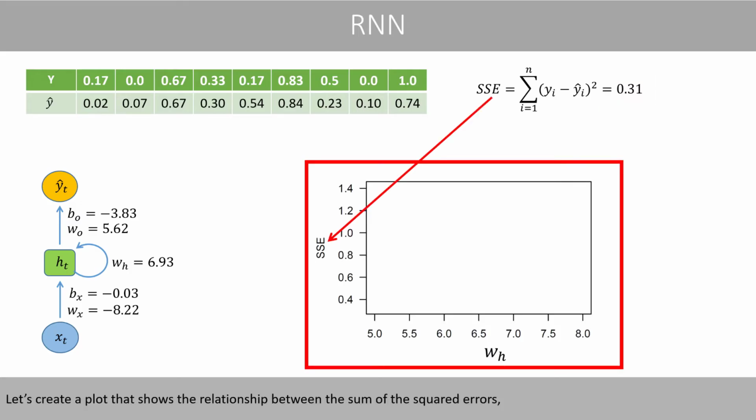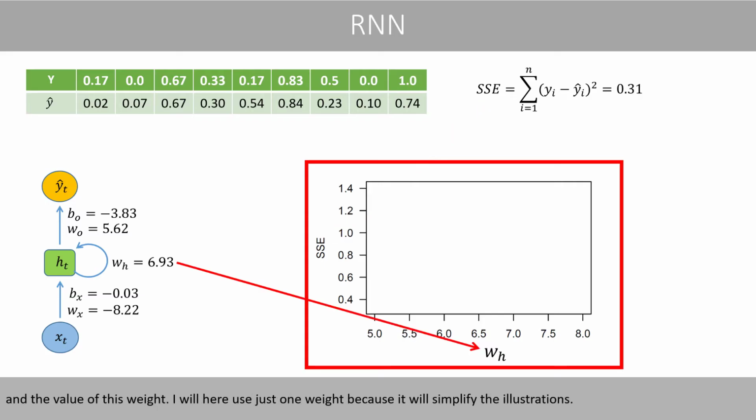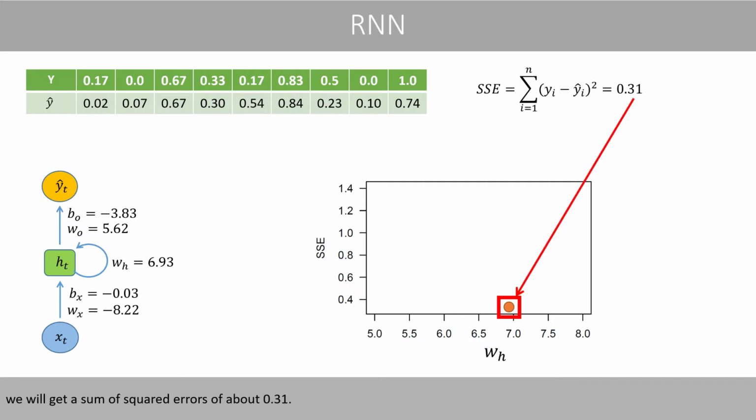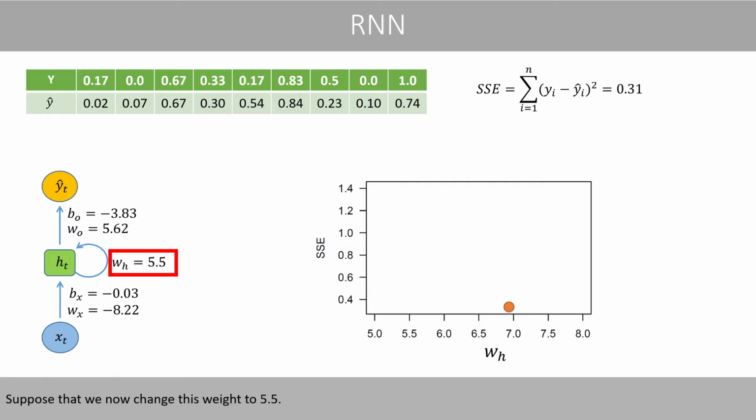Let's create a plot that shows the relationship between the sum of the squared errors and the value of this weight. I will here only use just one weight, because it will simplify the illustrations. If the value of this weight is equal to 6.93, we will get the sum of squared errors of about 0.31. Suppose that we now change this weight to 5.5.